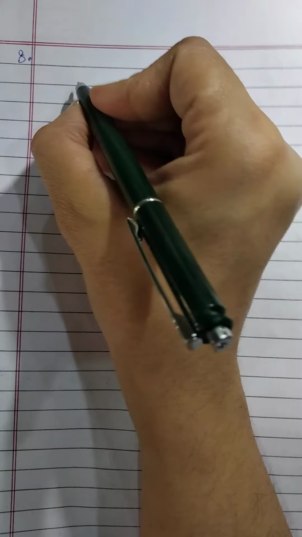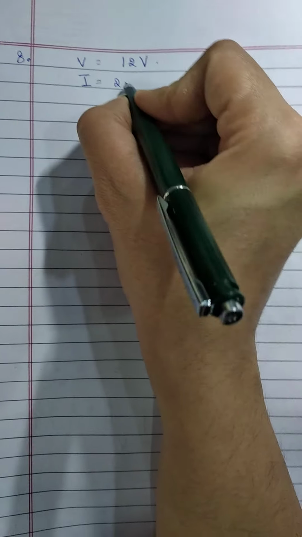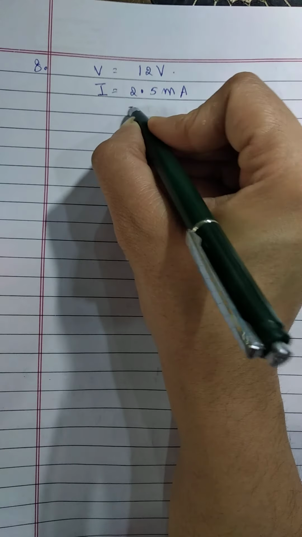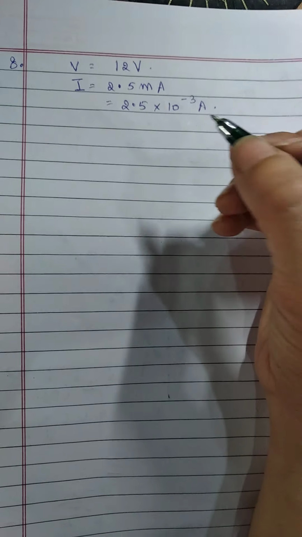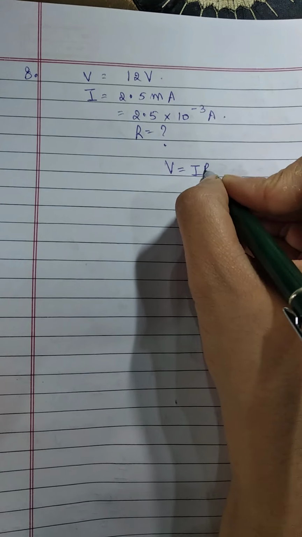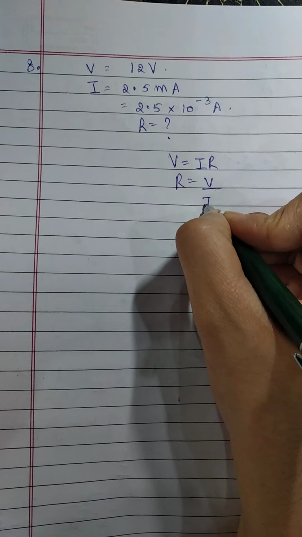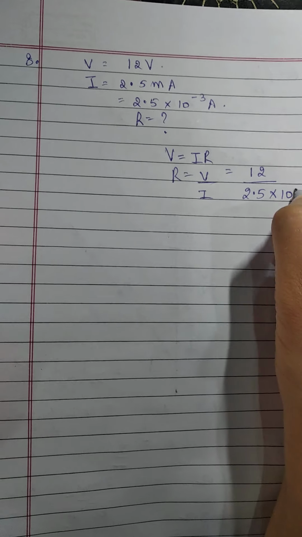When a 12-volt battery is connected across an unknown resistance, there is a current of 2.5 milliampere in the circuit. Find the value of resistance. So here potential difference is 12 volt. Current is 2.5 milliampere into 10 raised to power minus 3 amperes. Simply we have to calculate R. Remember V is equal to IR, or R is V upon I. So we have 12 upon 2.5 into 10 raised to power minus 3.